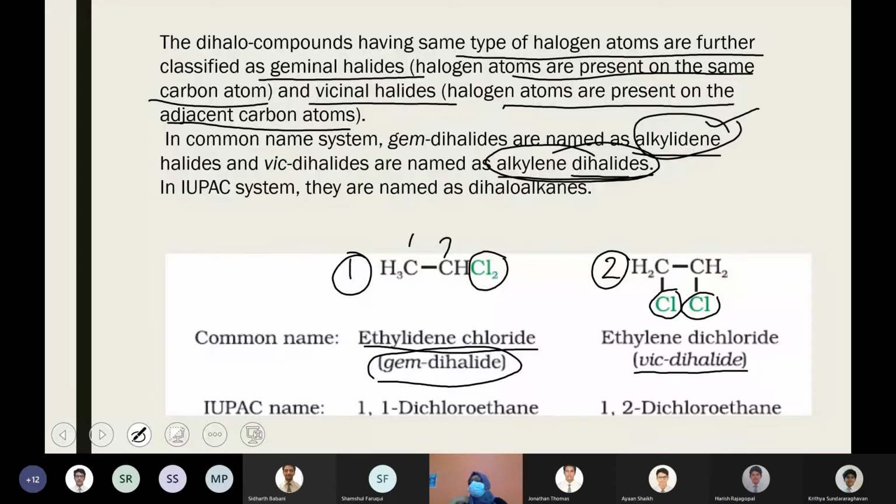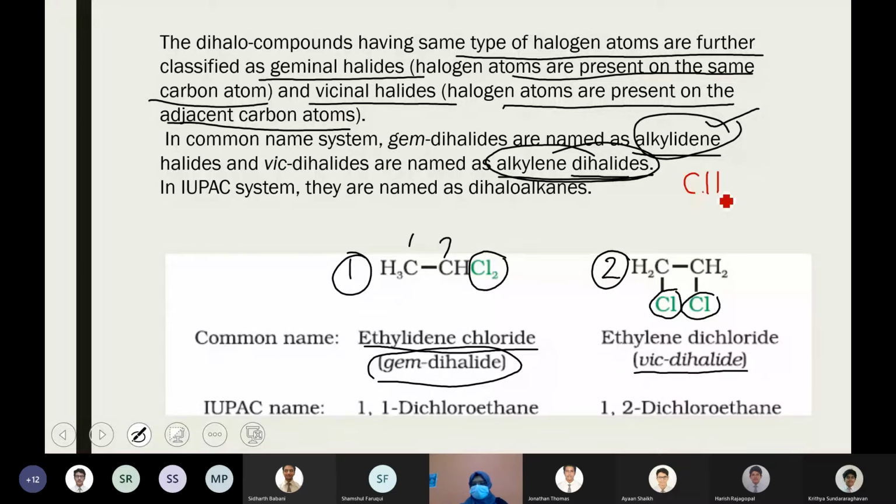These kinds of compounds we discussed last year, in alkene also, in alkane also. Then only draw the structural formula of both compounds, write the common name and then the IUPAC name. Then only you can differentiate.